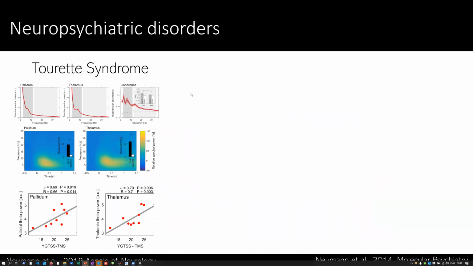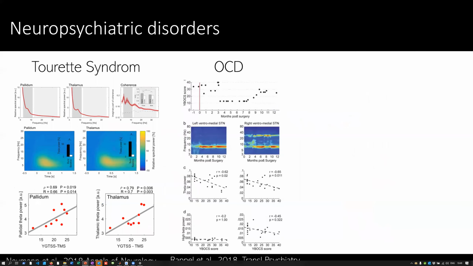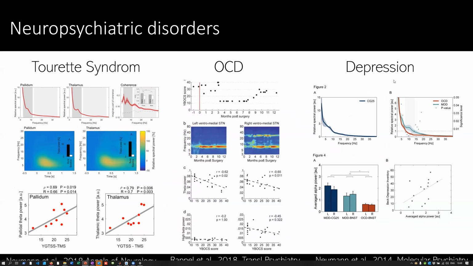And we have identified other disease-specific aspects of basal ganglia activity in Tourette syndrome, OCD, and depression. In depression, this was from limbic targets, so not basal ganglia in this case, but the cingulate cortex, where we could record activity in a first clinical trial on improving very severely affected patients with deep brain stimulation. And we could identify alpha band oscillations that are present in depressed but not in OCD patients, and again reflected the depressive symptoms.